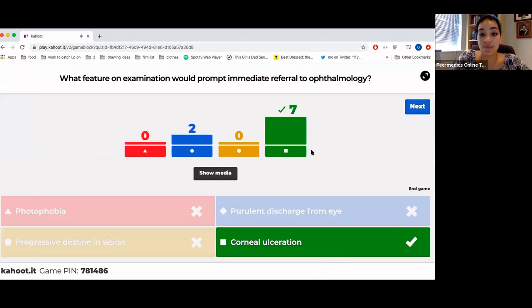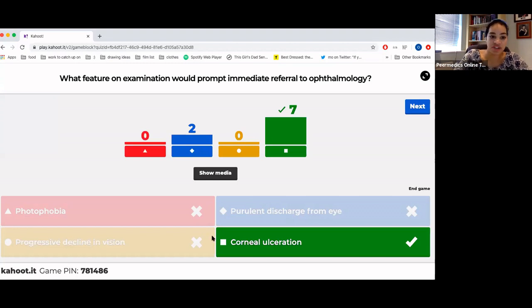Okay, corneal ulceration. Well done, guys. So again, looking through those, photophobia could be caused by lots of things, but it could be a serious sign of things like meningitis, but alone it wouldn't be enough for immediate referral because you can get it in things like migraines. Purulent discharge, not great obviously to have, but think about conjunctivitis.